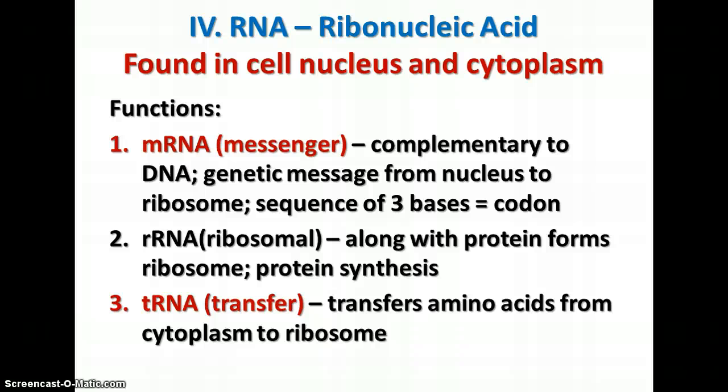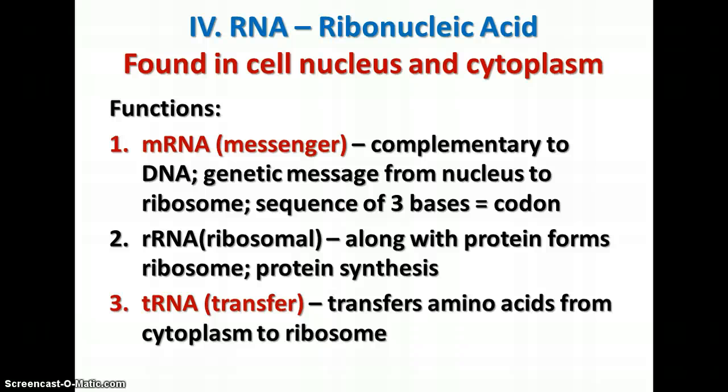RNA is found both in the nucleus and in the cytoplasm. And there are three kinds of RNA that are named according to the functions that they have and the jobs that they do. Messenger RNA, or mRNA, is a strand that is complementary to, or completing, the DNA molecule.